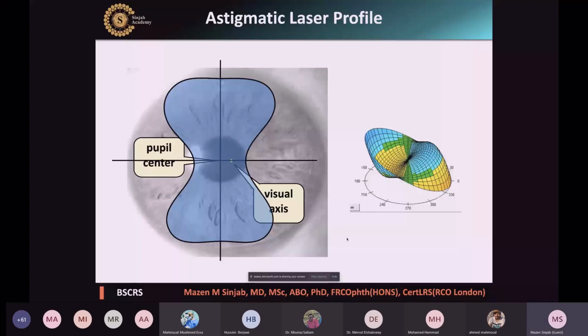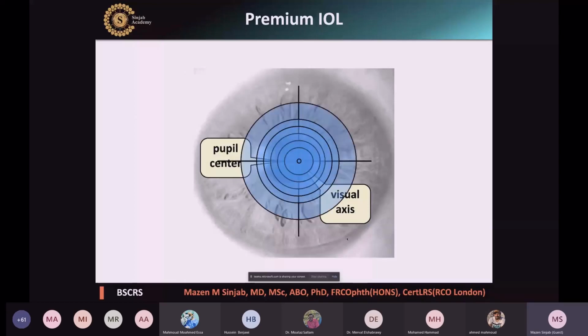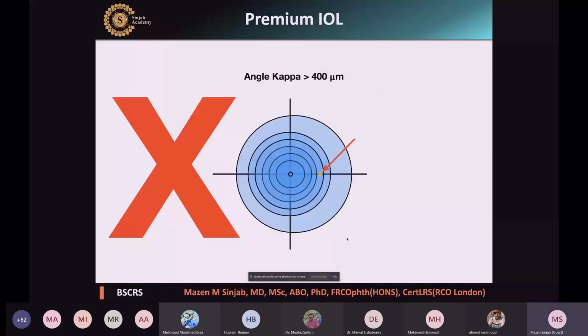For the premium IOL, when we implant the premium IOL, it will take its place within the bag, and it will follow the geometric center of the bag. So we cannot say that, okay, I'm going to push it nasally so that the center of the premium IOL will be on the visual axis. This is not correct, because it will take its place again to be centralized with the bag. So if angle kappa is large, then there will be a decentration in comparison with the visual axis of the premium lens.